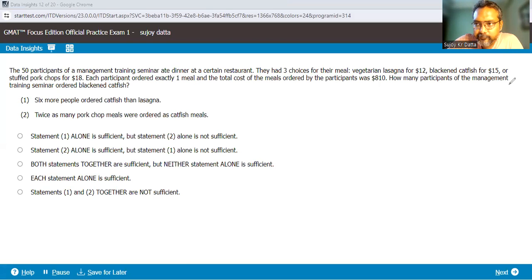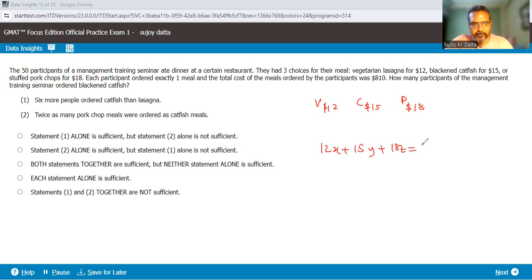The 50 participants at a management training seminar have three choices of meal: vegetarian for $12, catfish for $15, or pork for $18. One meal each. The total cost of the meals was 810. So 12x plus 15y plus 18z is 810, and x plus y plus z is 50. How many participants ordered catfish? Y, they are asking for this. Six more people ordered catfish than lasagna.